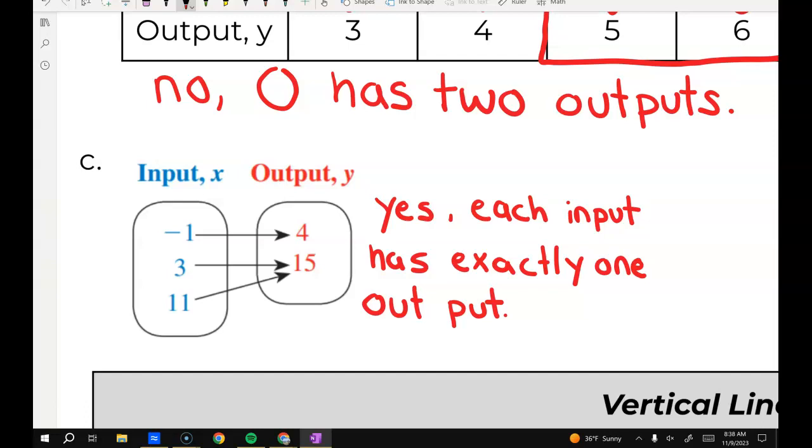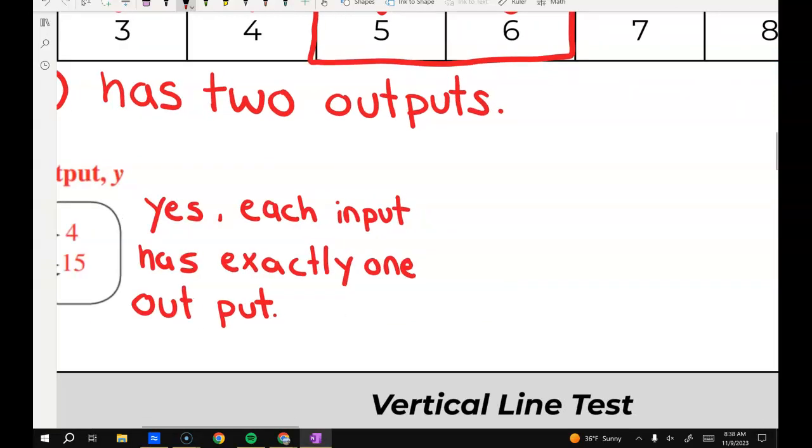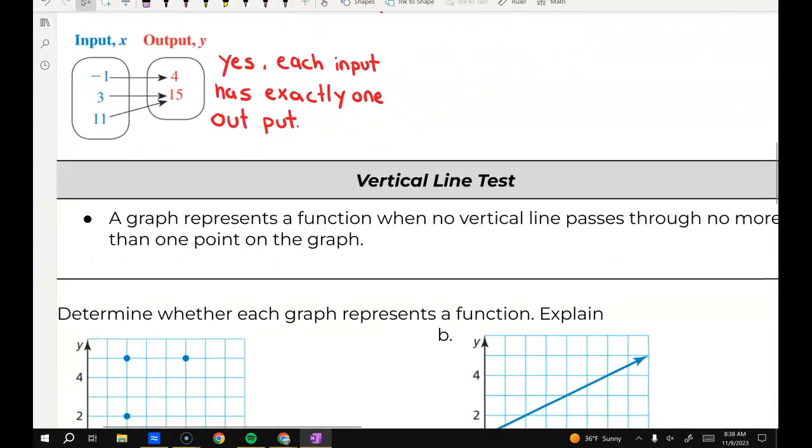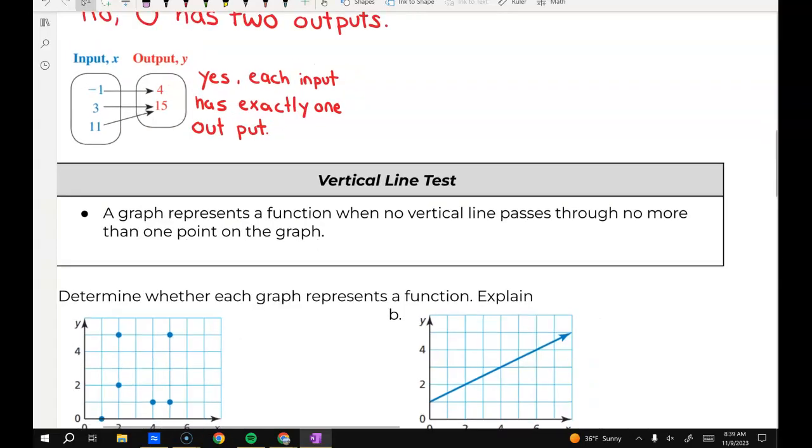All right. One other way to determine whether something is a function or not is what we call the vertical line test. What this says is a graph represents a function when no vertical line passes through more than 1 point on the graph. Think about when we use inequalities, no more than means it could be exactly 1 or anything less. All right?